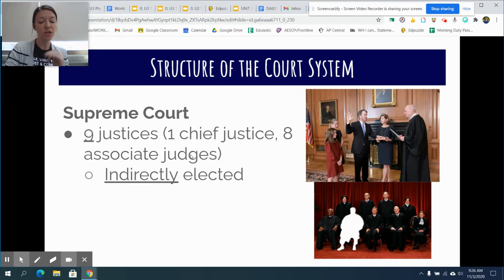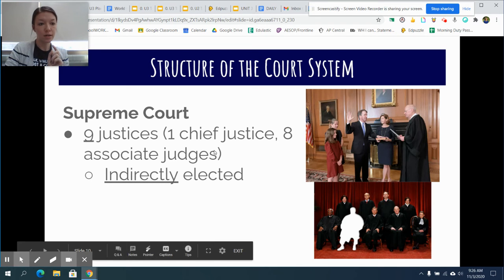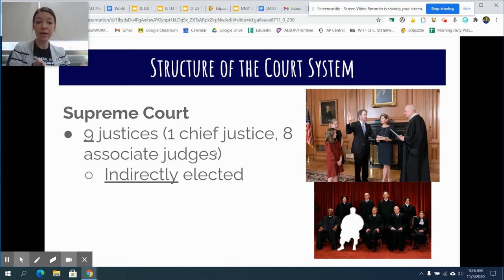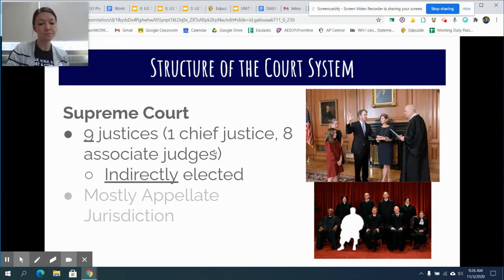Now, these justices are indirectly elected. And what I mean by that is, remember, we don't vote for judges. The president nominates who they believe should be on the court, and Senate approves it. When we say they are indirectly elected, right, we elect the president, and then he or she decides who is on the Supreme Court. So that is indirectly elected.